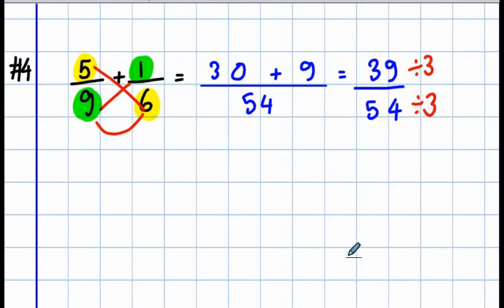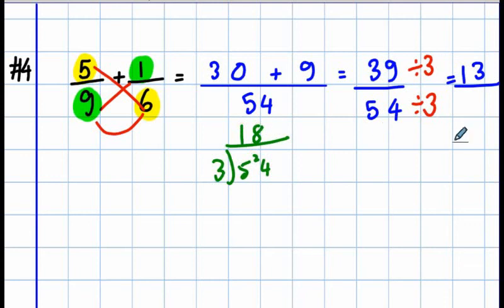Okay, now let's go through this then. 3's into 39, 3's into 3, go 1, 3's into 9, go 3. So 39 divided by 3 is 13. If you can't do it in your head, watch what I'm doing. I'm dividing 54 by 3. 3's into 5, go 1, remainder 2, 3's into 24, go 8. So the answer is 18. There's the answer in its simplified form.